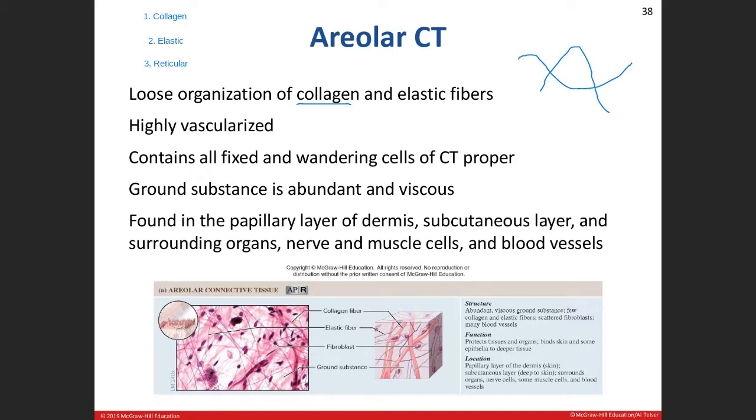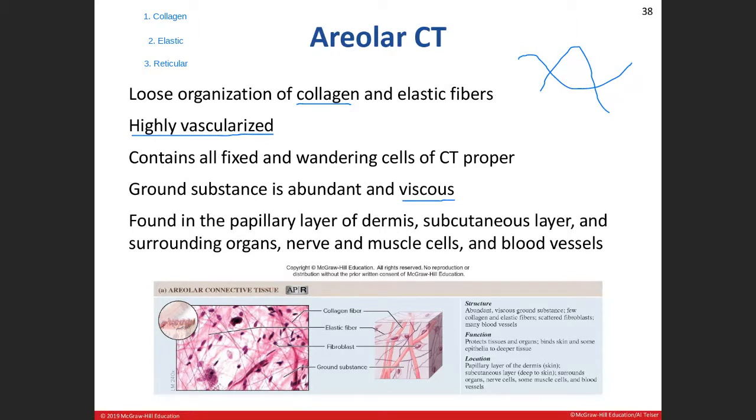So areolar connective tissue is a loose connective tissue, so there's a lot of ground substance. So we have a high amount of vascularity going on. Blood vessels will start to just grow into those spaces there. This type of ground substance, obviously there's a lot, but it's going to be a little bit more viscous, which means kind of thicker, not too soupy like syrup, but more like motor oil.